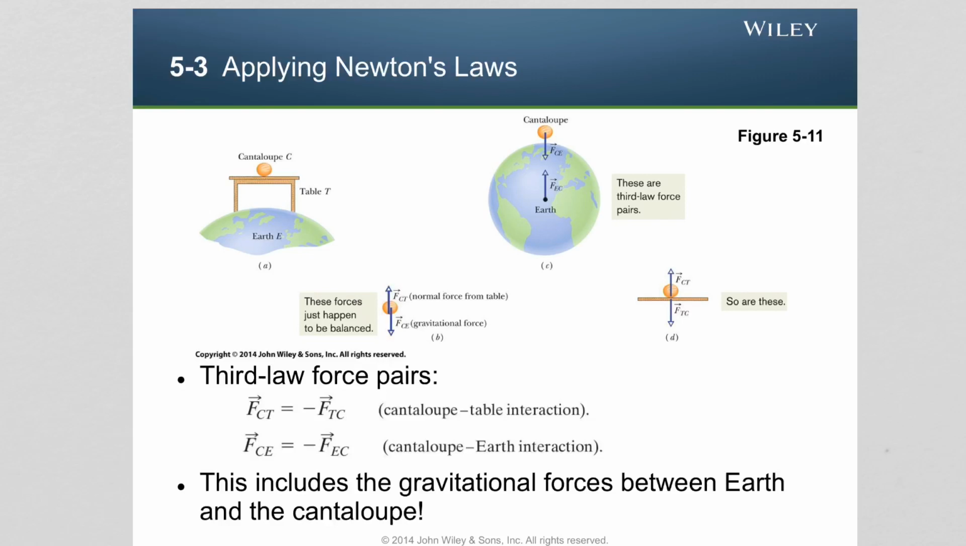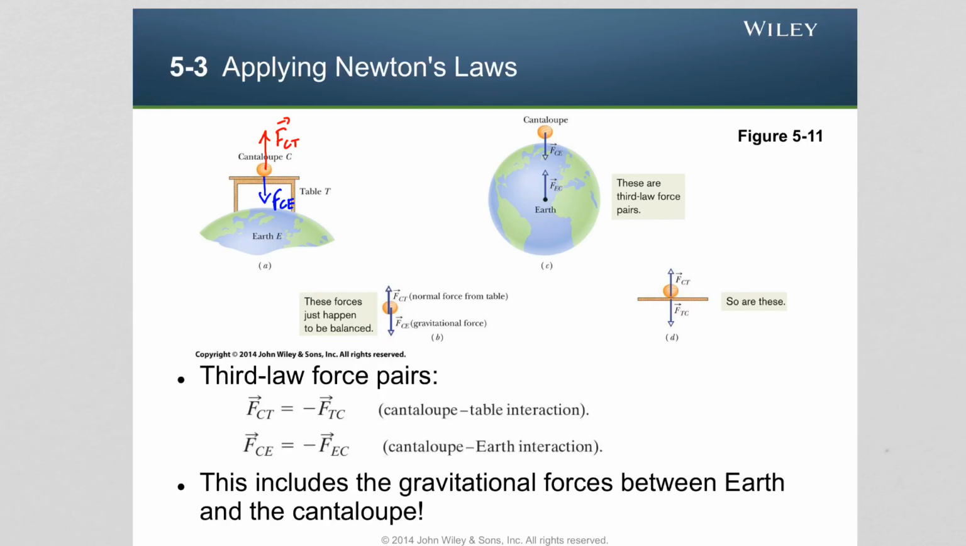Let's draw these forces on the actual drawing. Here we have the force of the cantaloupe on the table, which is the gravitational force with which the Earth pulls on the cantaloupe. And then as a result, the cantaloupe reacts back with the normal force, which we'll call FCT.